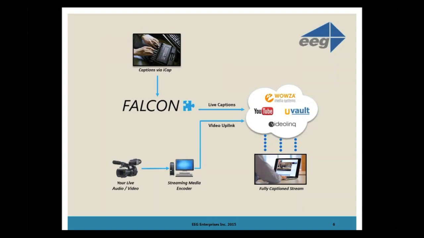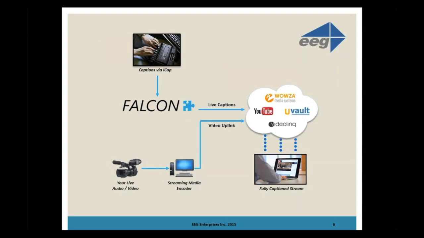Now, starting with the video camera there in the bottom left, we must send our live material directly through a streaming media encoder that you would have on site where the event is, and that would be pointed at a streaming video service of your choice. So, again, whether you're using YouTube or Wowza or UVault or whatever you decide, that's going to be your actual live stream.